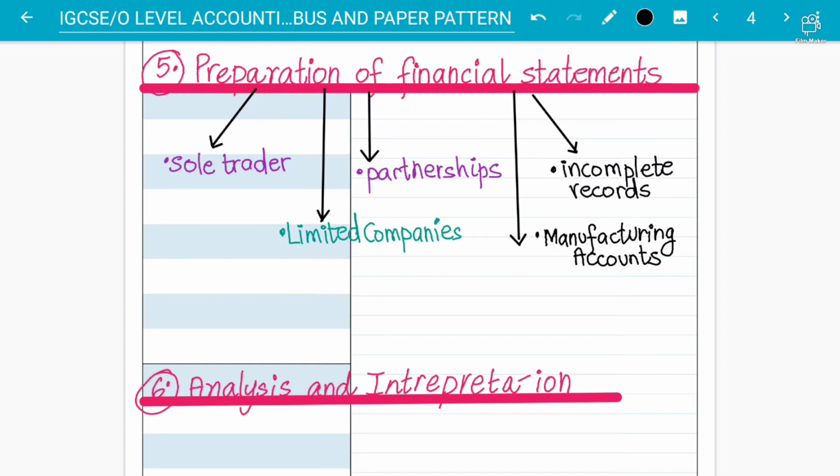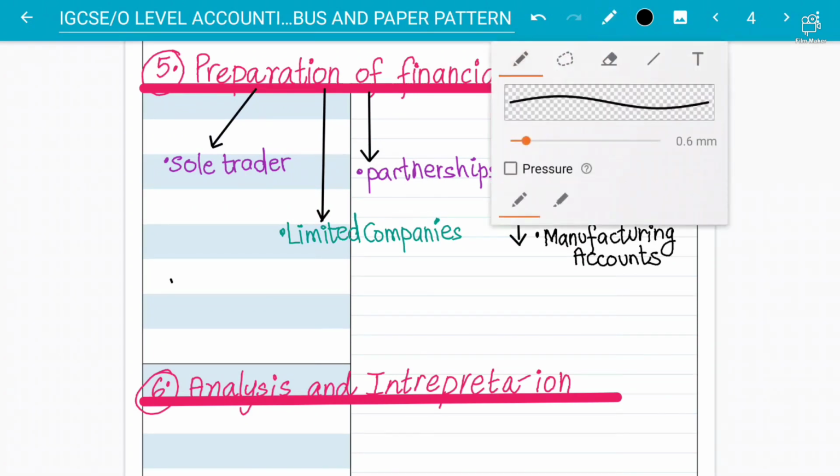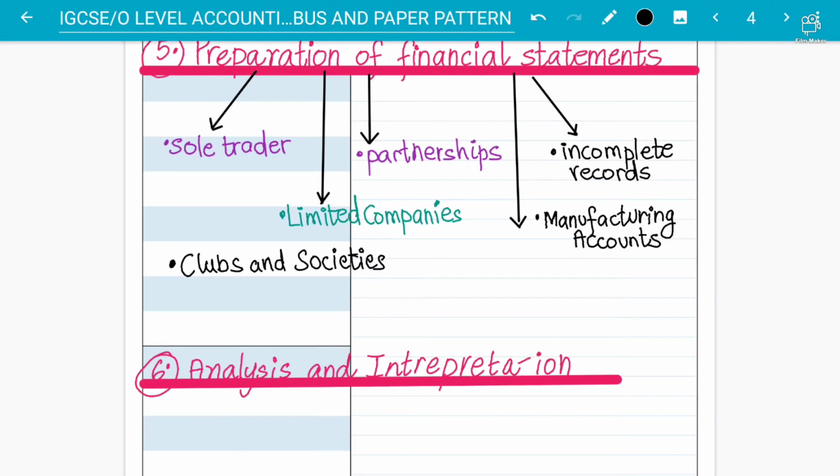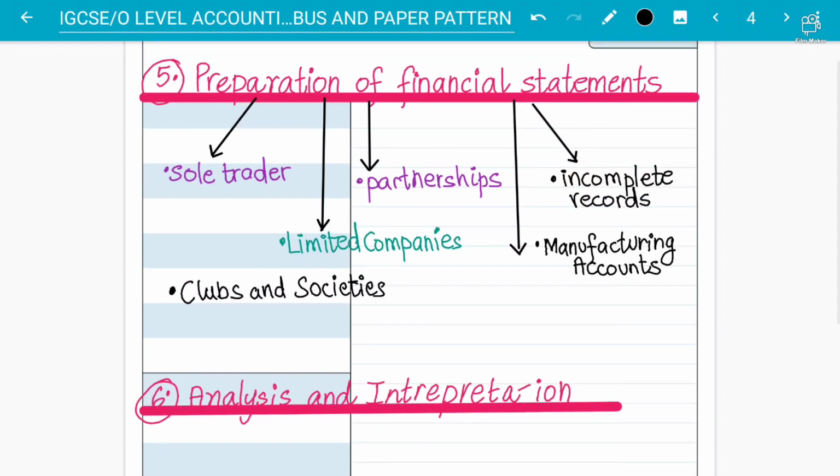And the last topic in this section, 5.6, is clubs and societies, so let's write it here as well, which is also called a non-profit organization. For a non-profit organization, how do you find the accumulated fund? The terminology is changed: surplus, deficit. How do you find the donations and subscriptions, and the subscription account you have to make. So the income and expenditure account, and the receipts and payments account.